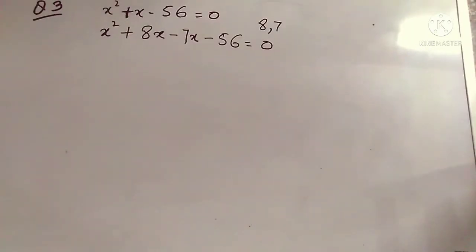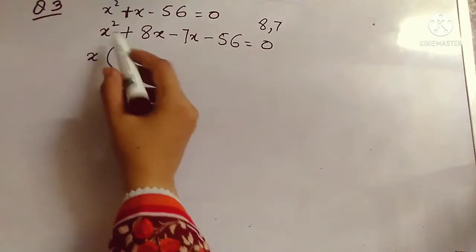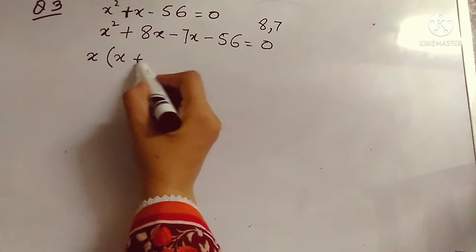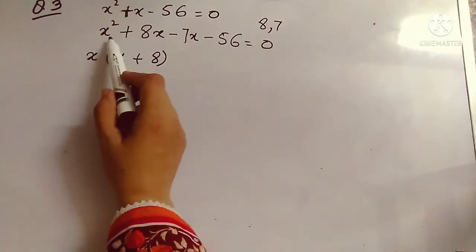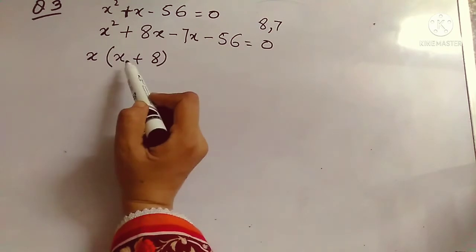Now what's common from these two terms? As you can see, that is x square plus 8x. So here you can see that x is common from these two terms, so you can take x common. So what will be left? x is left and 8 is left inside it, because you have taken x common. This is x square, so 1x we have taken common, 1x is left.